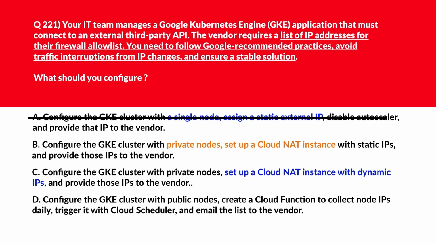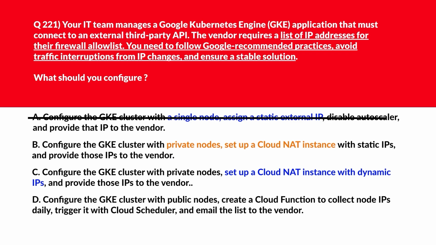Option B says configure the Google Kubernetes Engine cluster with private nodes, set up a Cloud NAT instance with static IPs, and provide those IPs to the vendor. Private nodes with Cloud NAT static IPs centralize outbound traffic, ensure consistent IPs for firewall allow listing, and align with Google best practices for secure, cost efficient connectivity.